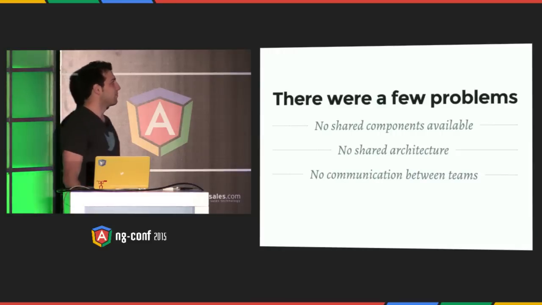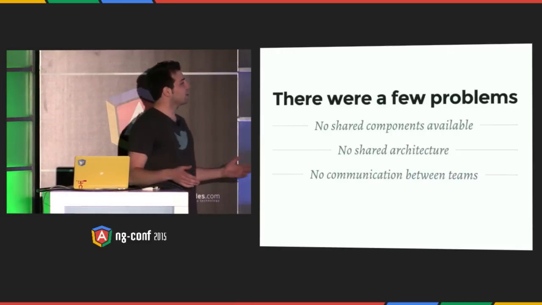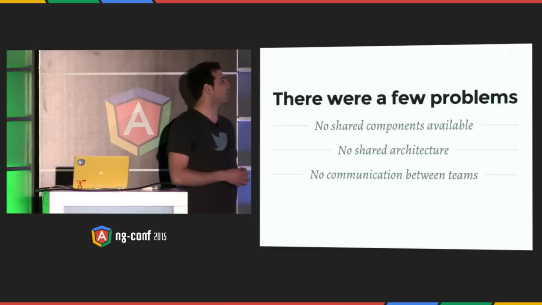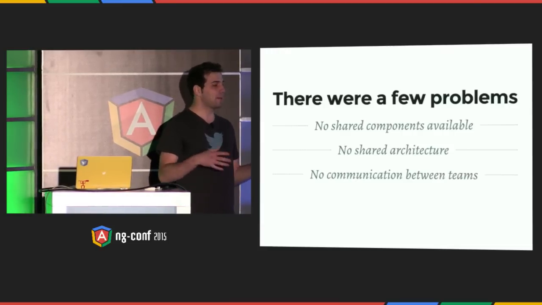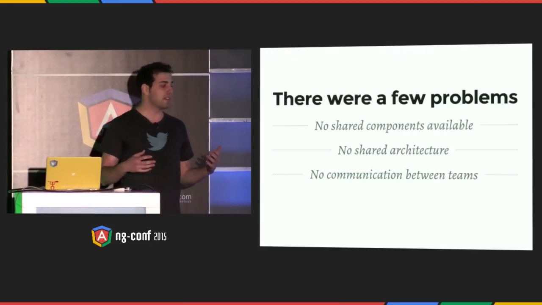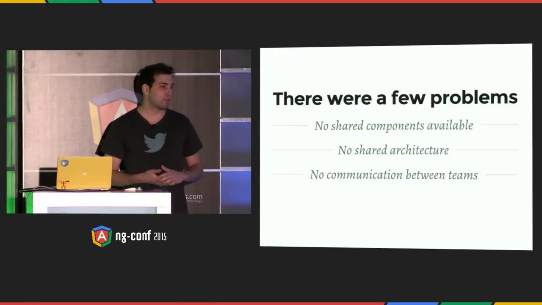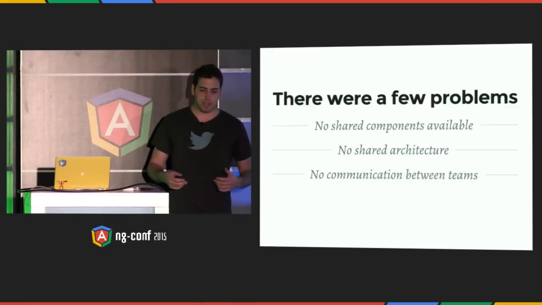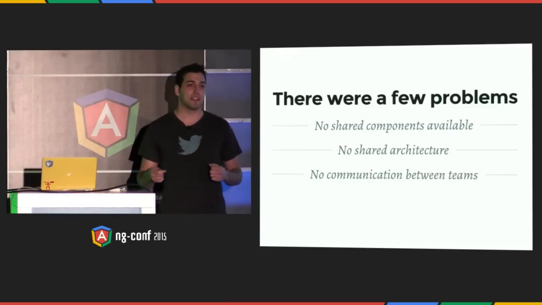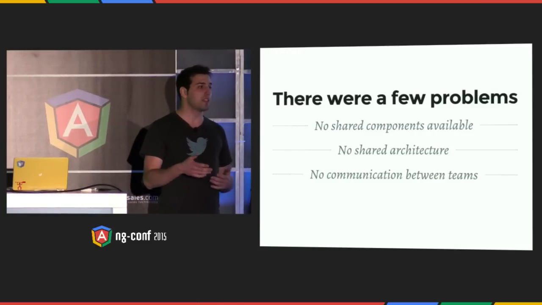But there were a few problems. You know, there are a few other teams who work at Twitter with Angular, and every team has its own solution, but there was nothing to share components between all the different teams, to share the architecture, or just share all the different experience of using Angular inside a big organization like Twitter.